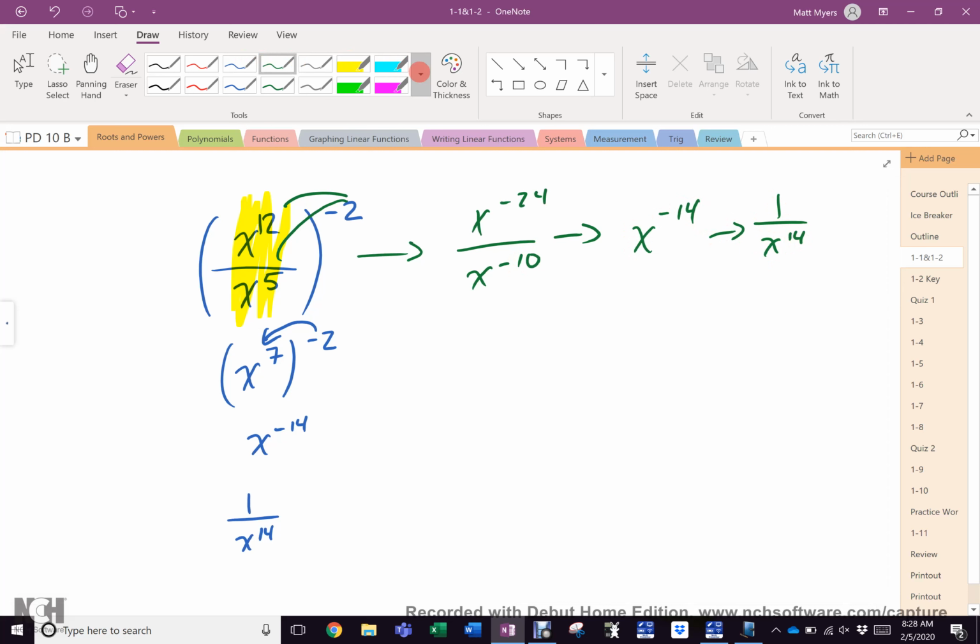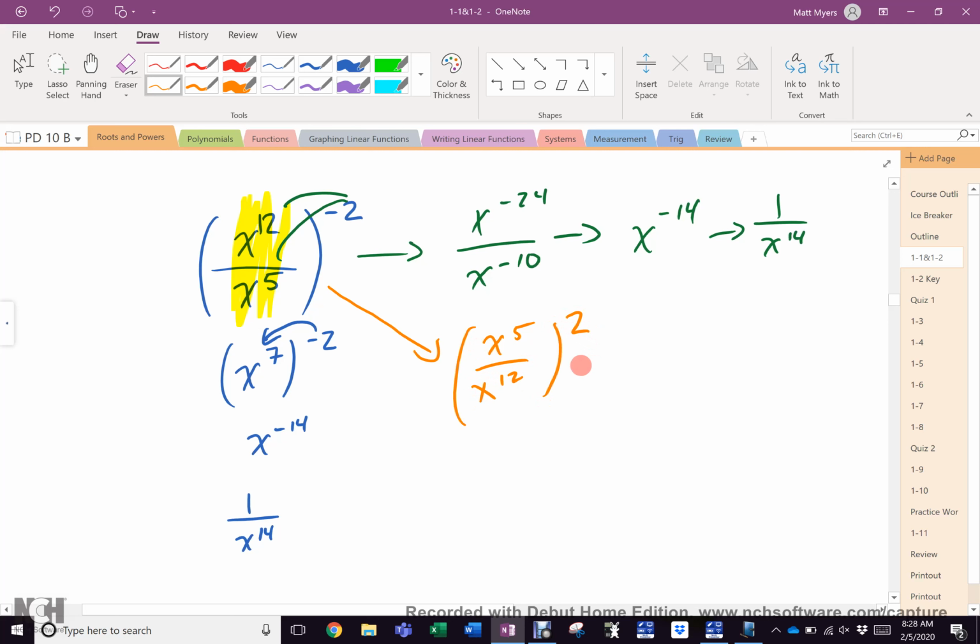Can anybody think of a third thing I could do as a first step? You already had your turn. Okay, go. You could reciprocate at the very beginning, couldn't you? Which would get you x to the 5th over x to the 12th, all to what power? 2, which would get you x to the... Now what would we do next on this step? What would you do, Hatisha? You'd bring the 2 in. X to the 10th over x to the 24th. Right? Now, could I branch off here? Could I do x to the negative 7 to the 2 here?